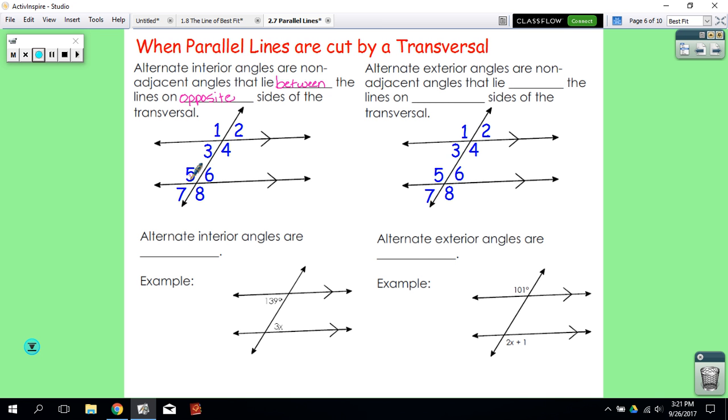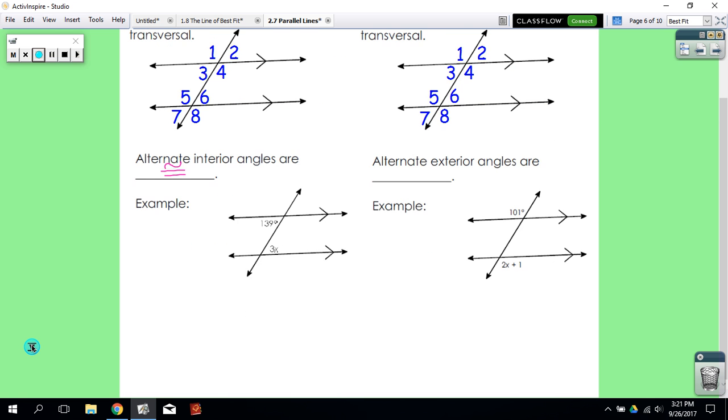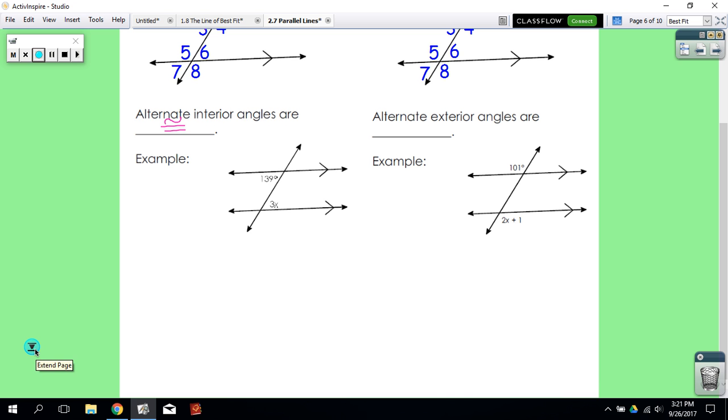And we talked about the relationship on Tuesday. So alternate interior angles, again, always, always, always congruent. So in the example, we have 139 and 3x. These are alternate interior angles. That means that their degrees have to be the same. So if we wanted to find out what x is, we would set those equal to each other, divide by 3.